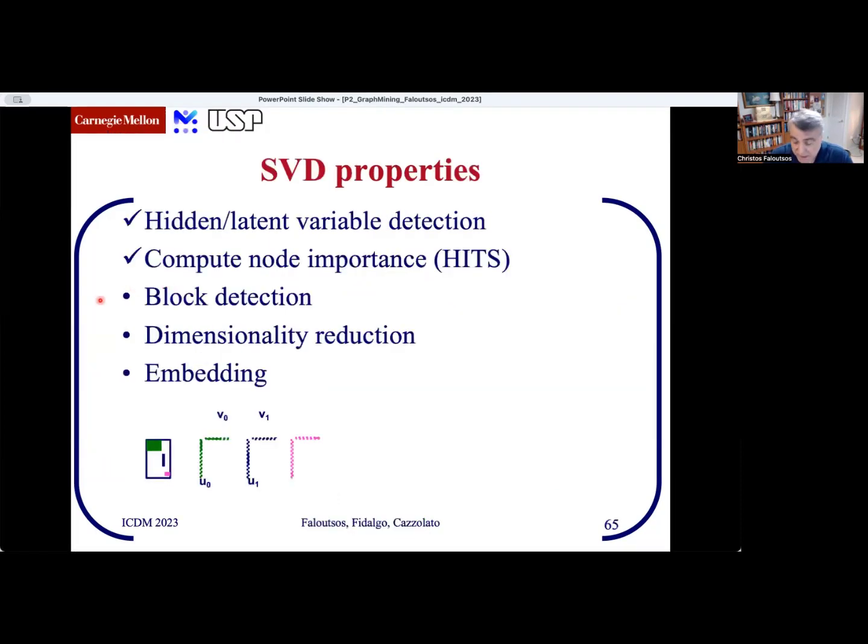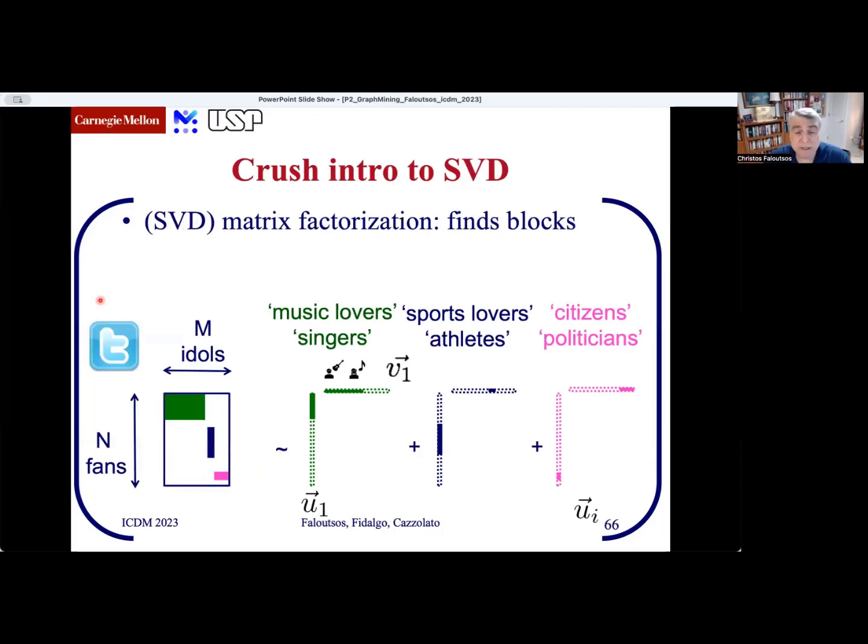The third property is that SVD, singular value decomposition, can help us find dense blocks in an adjacency matrix. We're more or less repeating what we said a few slides ago. So if there are clear blocks like the green, blue, and pink block, then the singular value decomposition will give us the pairs of vectors. Each pair of vectors will be able to reconstruct one of the blocks, the green block, by doing the outer product.